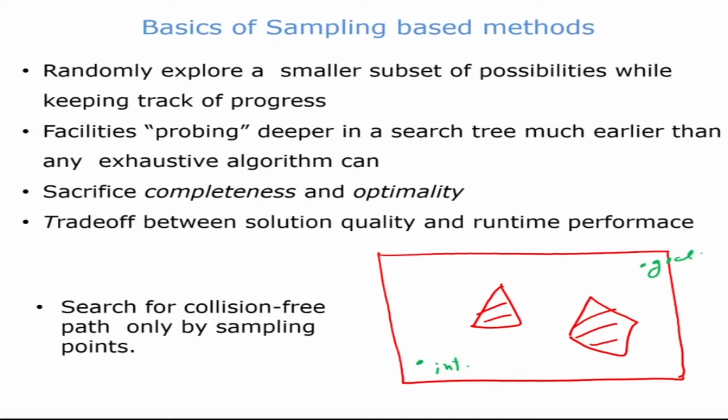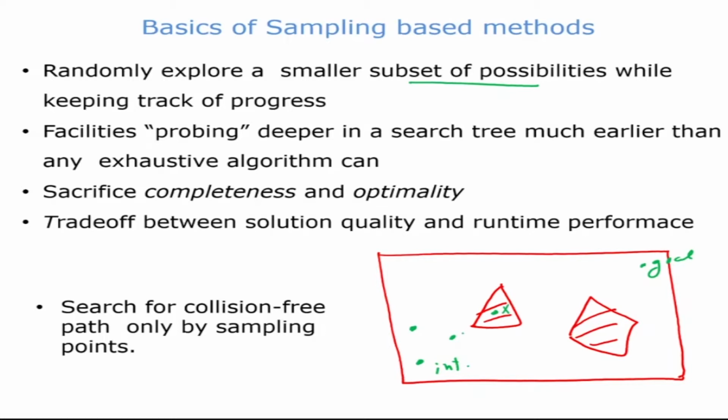In this method, we randomly explore a smaller subset of possibilities while keeping track of progress. That means I start looking at various nodes. From my initial point I take a node here, and basically the question is whether it is possible for the robot to go to that point or not. For example, this is free space, so it can go here. This is inside the obstacle, so it cannot go there.